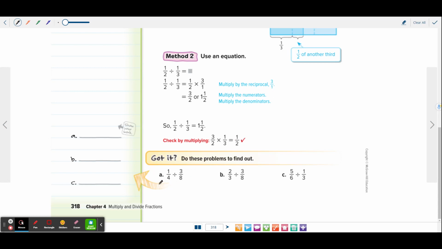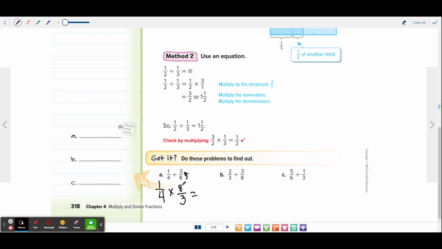Okay? So let's try some of the got it's. 1/4 divided by 3/8. We're going to keep 1/4. We're going to change that sign to multiply, and we're going to flip 3/8. Going to flip that thing upside down. So then we'll have 8/3. Now remember whenever we talked about canceling, when you're multiplying fractions, you can cancel. I don't know if you remember that. It wasn't that long ago.